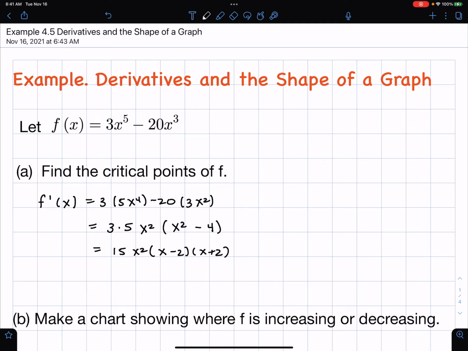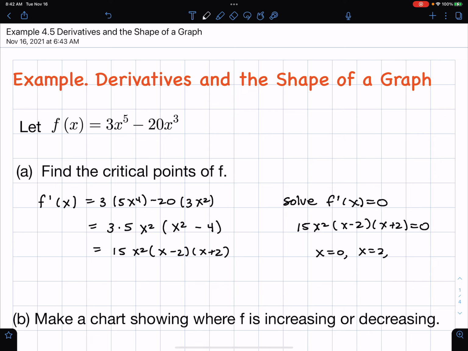And then what I'm going to do over here on the right is solve f prime of x equals 0. And so that gives 15x squared, x minus 2, x plus 2 equals 0. So x equals 0, x equals 2, x equals minus 2. So those are our critical numbers.